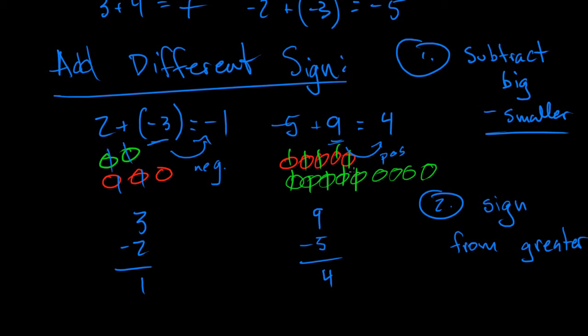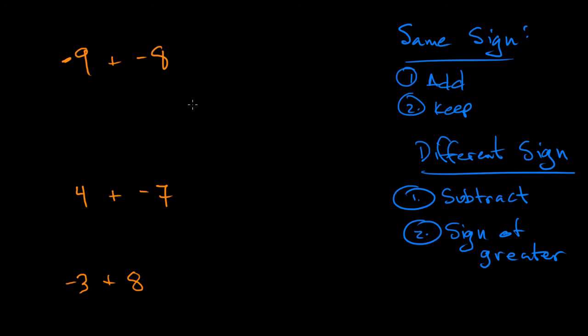Okay, if you can use these two rules, then you can add any two numbers that have the same sign or different signs. Let's see a couple examples. To use these rules to add -9 and -8, since both numbers are negative, we say they have the same sign. So we simply add the numbers together. 8 plus 9 is 17. And we keep the sign that the numbers had. So since the numbers were negative, we get -17 as our answer.